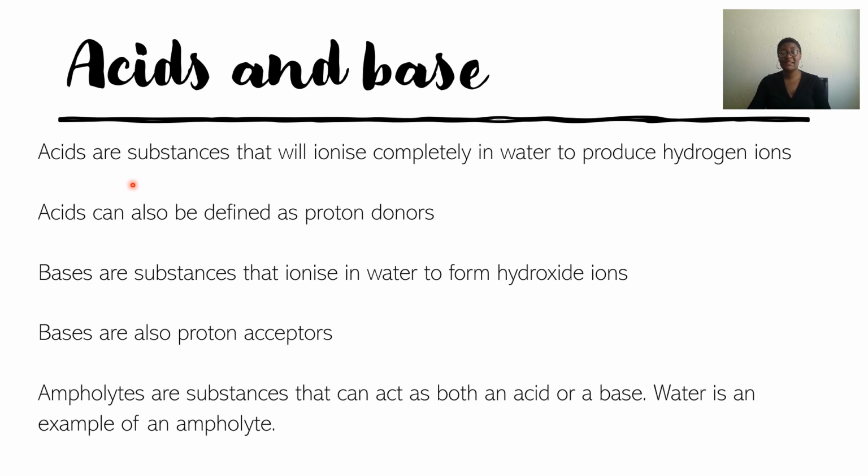Second to last is our acids and bases. Acids are substances that will ionize completely in water to produce hydrogen ions. They can also be defined as proton donors, while bases are substances that ionize in water to form hydroxide ions, and they can also be called proton acceptors. Your ampholytes are substances that can act as both an acid or a base. A very simple example of an ampholyte is water. Many of you could not state this. You have to remember at least one, and the simplest one is water.